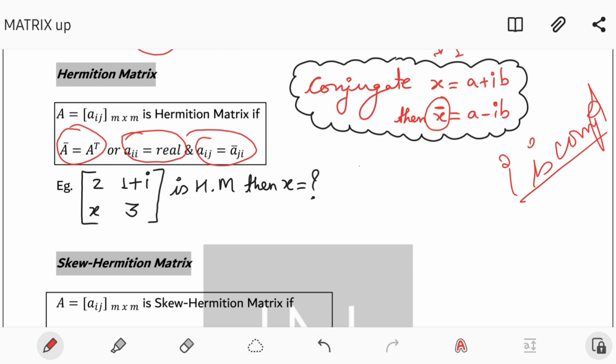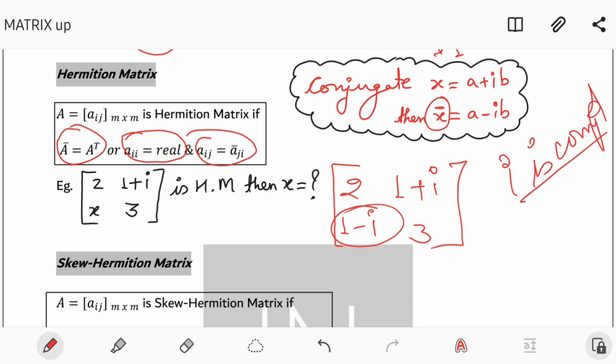It will be more clear once you see this example. In the case of a Hermitian matrix, as we all know, Aij equals the conjugate of Aji, and the leading diagonal elements will be real. So without changing them, you just write 2 and 3, and for this matrix to be Hermitian, you have 1 plus i over here. So basically this x will be 1 minus i. Here is the conjugation, like this. So the value of x will be 1 minus i.